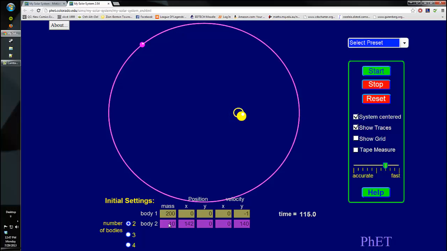Again, you can go with gravity. If we stop this, if we double the mass of, okay, why won't it?